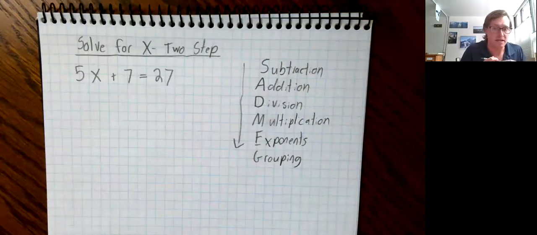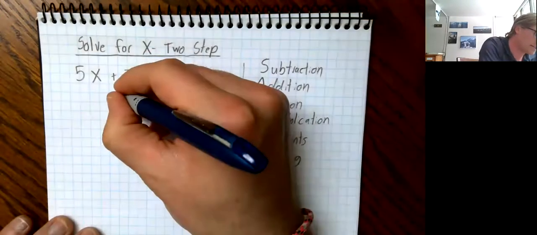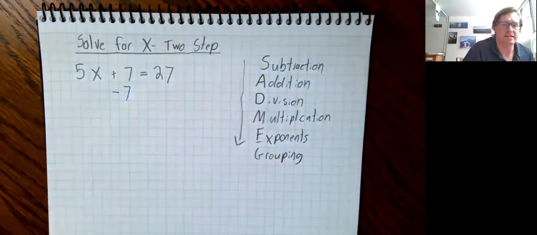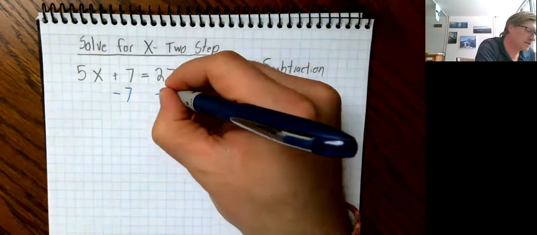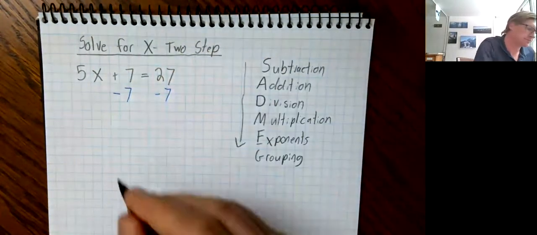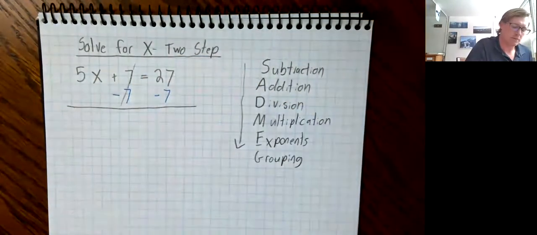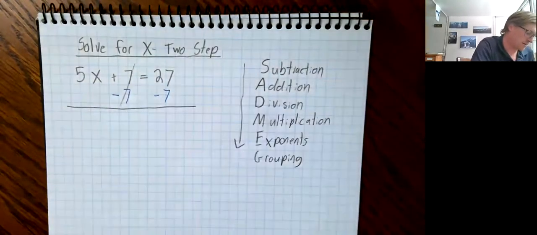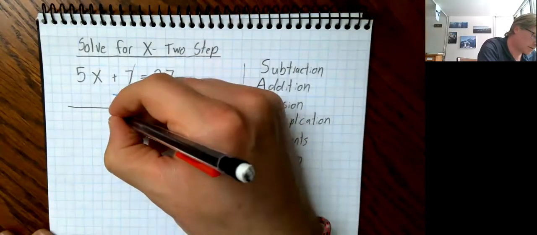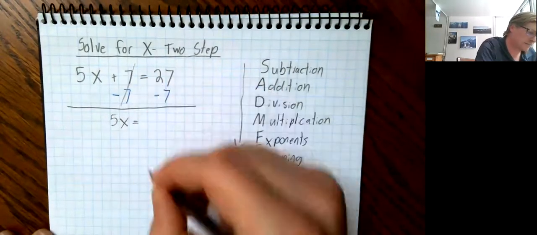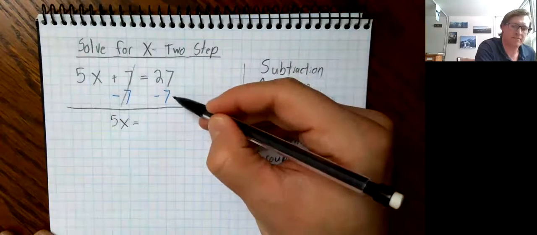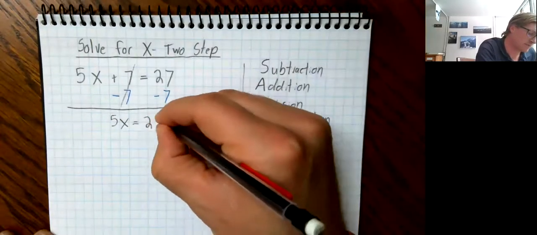What's the opposite operation of addition? Well, that's subtraction. So I'm going to take 7 away from the left side, 7 away from the right side. My 7s are going to drop out. I'm going to be left with 5x, and then over here, 27 minus 7, that's 20.